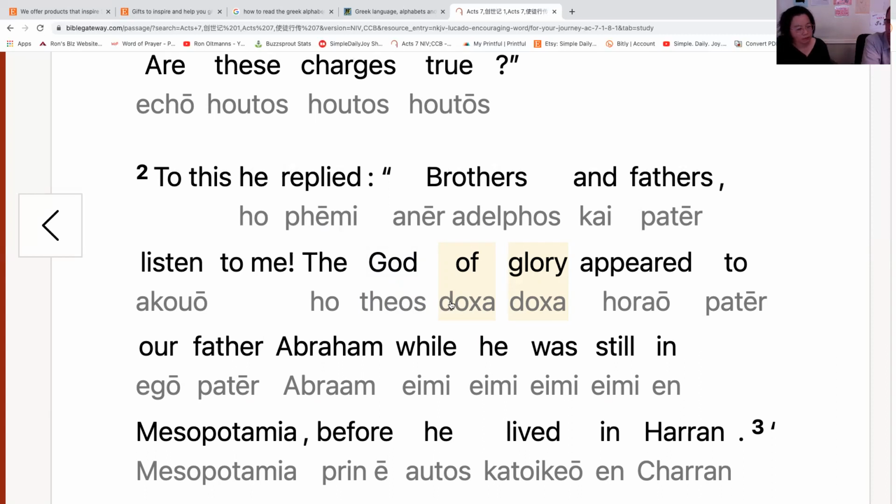We have to realize that so much of what we read in the Bible, and especially the New Testament, assumes a background in the Old Testament. And so when people say, in this case, like the God of glory, well, that assumes an Old Testament background. So when did God show his glory to his people?